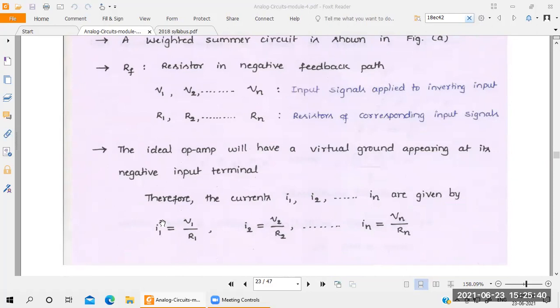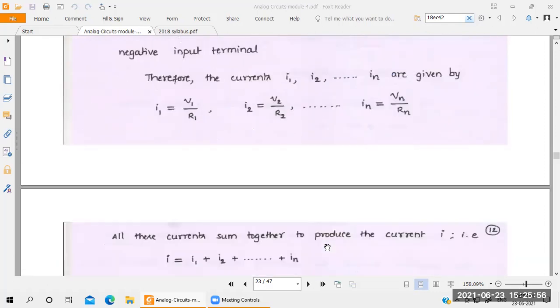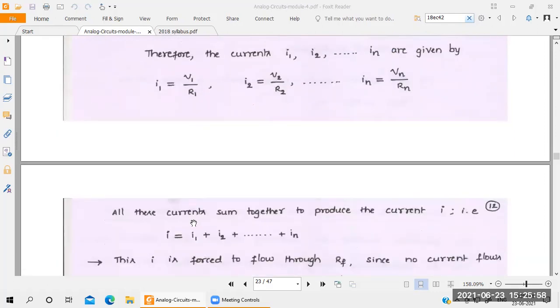Next, you take the current across the resistances R1, R2, R3. Same thing, you write the current equation according to Ohm's law. I1 is equal to V1 by R1, I2 is equal to V2 by R2, then In is equal to Vn by Rn. These are the current equations according to Ohm's law, because we are going to add the signals at the input of the op amp.